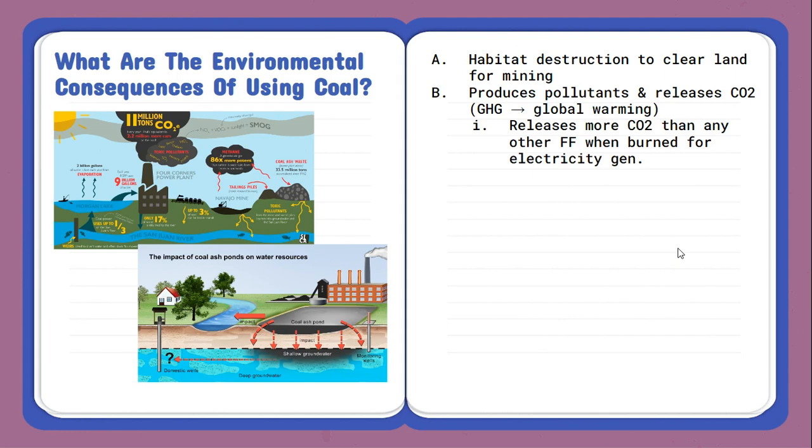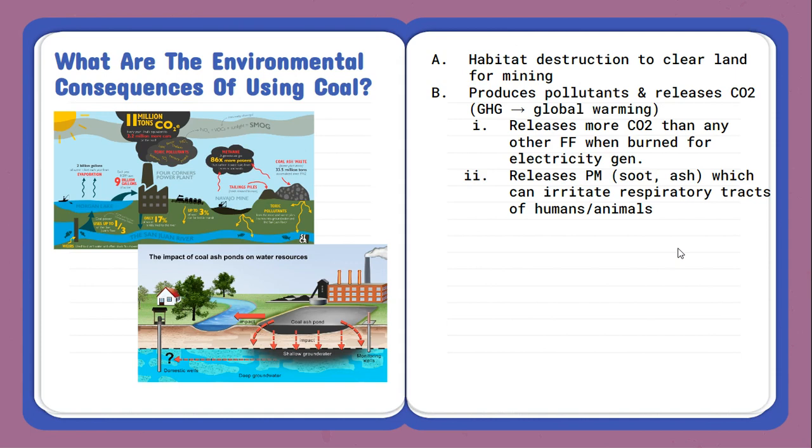Now, more specifically, we know that it's going to produce carbon dioxide, but it will also produce air pollutants such as particulate matter in the form of soot and ash. Particulate matter are very tiny particles that have the ability to irritate our respiratory tracts whenever it is breathed in via either human or animal. It can produce toxic ash, especially when mined for, and that toxic ash can contain high levels of lead, mercury, and arsenic.